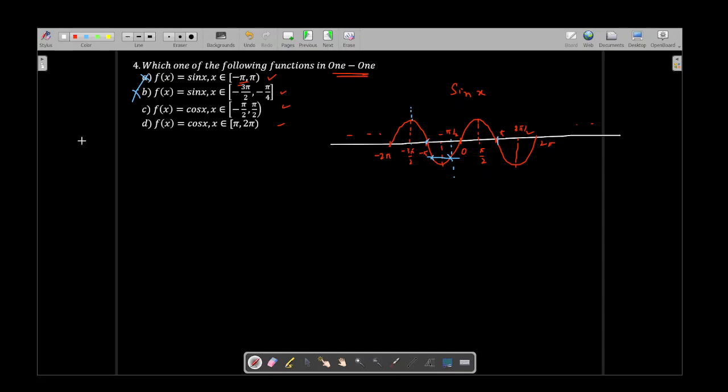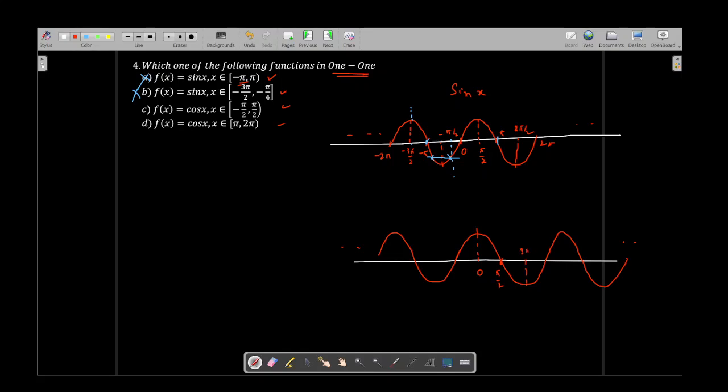Let us plot cos now. Cos is like this. At this point, this is my 0 for cos. This is pi by 2. This is 3 pi by 2. This is 2 pi.